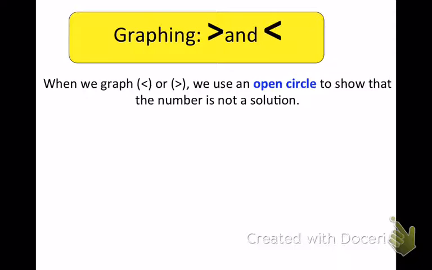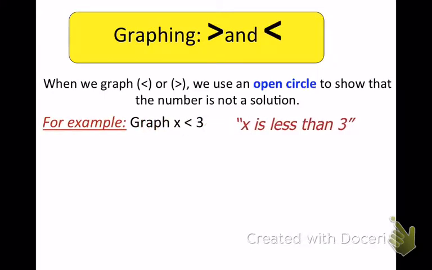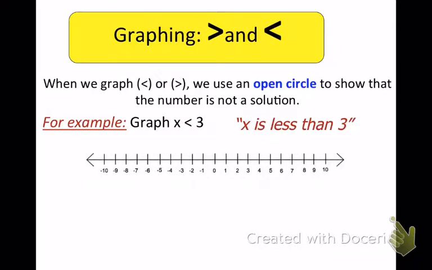So we use something called an open circle. This is what it's going to look like visually. You have the example x less than 3. Let's write down x is less than 3. Write that down, please. Pause it if you need to. And in order to graph it, we look for the number 3 on our number line, and we put an open circle at that spot.